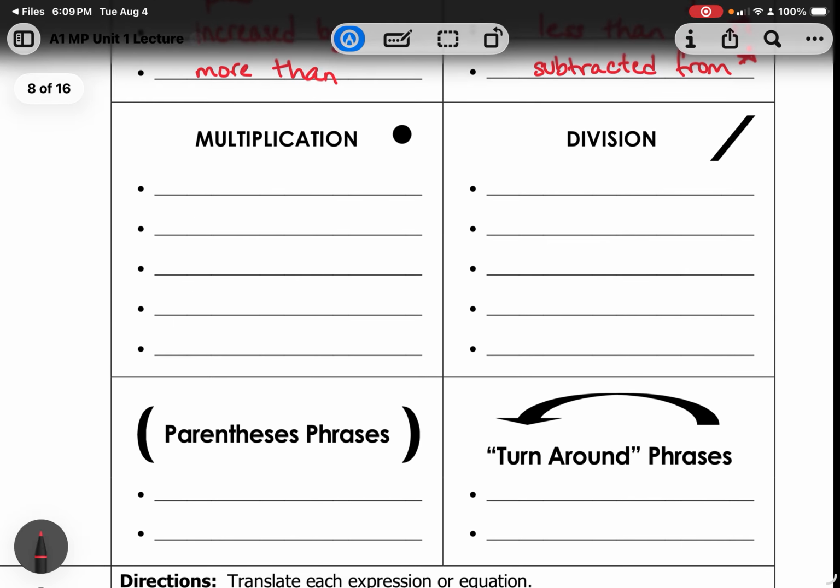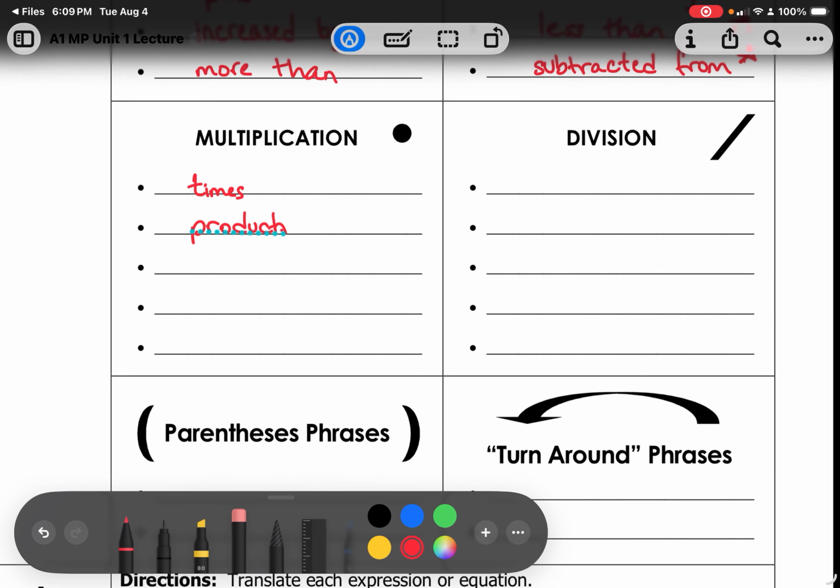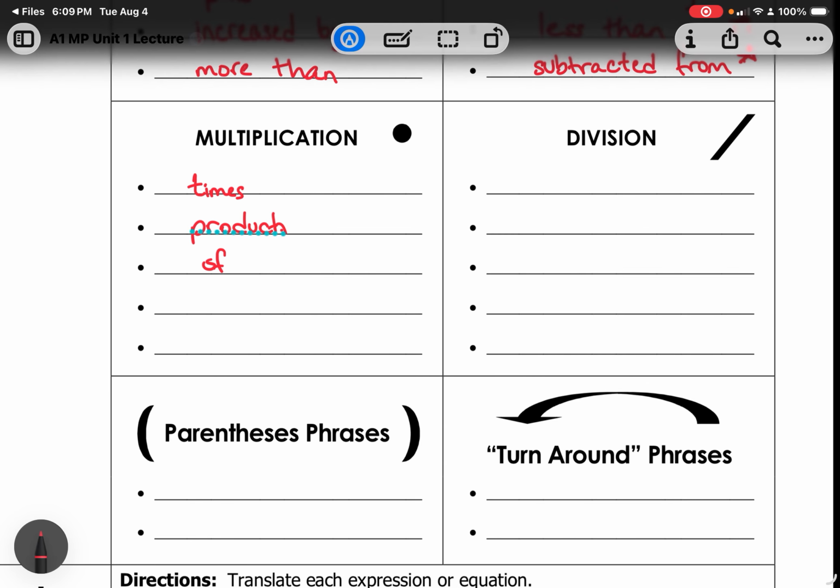Let's go on to multiplication. On multiplication, we might see times, like 4 times as many. That would be common. The answer to a multiplication question is product. Sorry, just product. We might see of, like how many of, like 4 out of 5 or something like that.